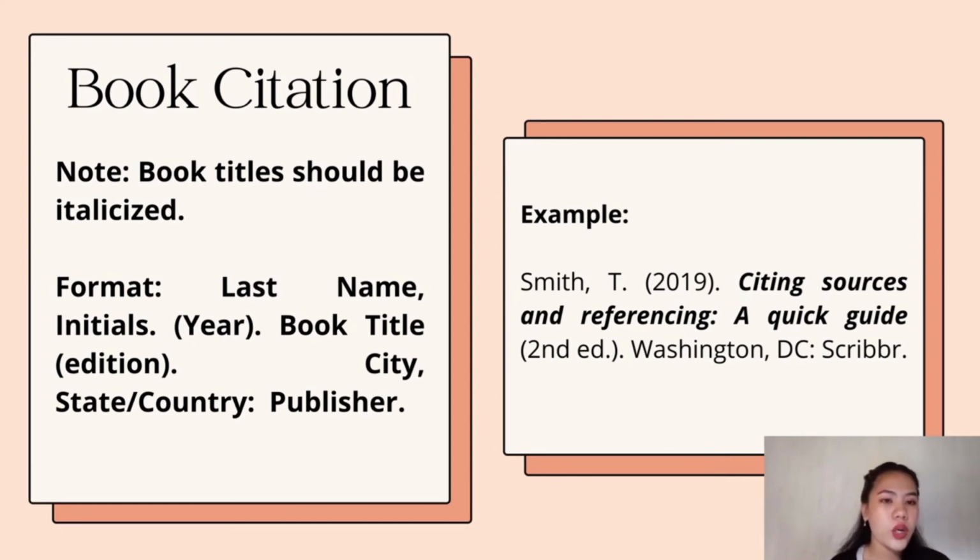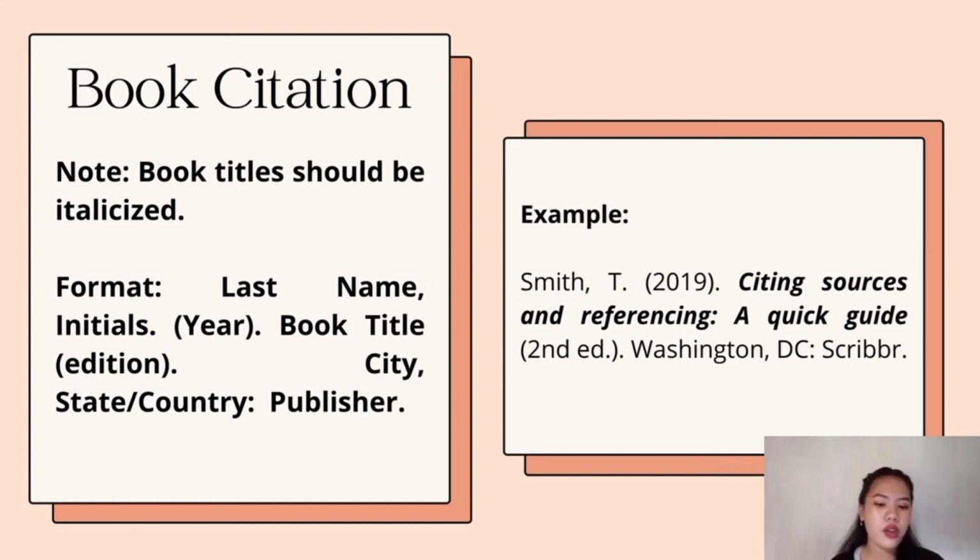So after that, you're going to put the book title, which is Citing Sources and Referencing: A Quick Guide, followed by the book's edition, open parenthesis, second edition, close parenthesis, followed by a period. And then after that, we have the city, which is Washington, followed by a comma, the state and country, which is DC, and then a colon, and the publisher of this book is Scribner. And then don't forget to put the period.